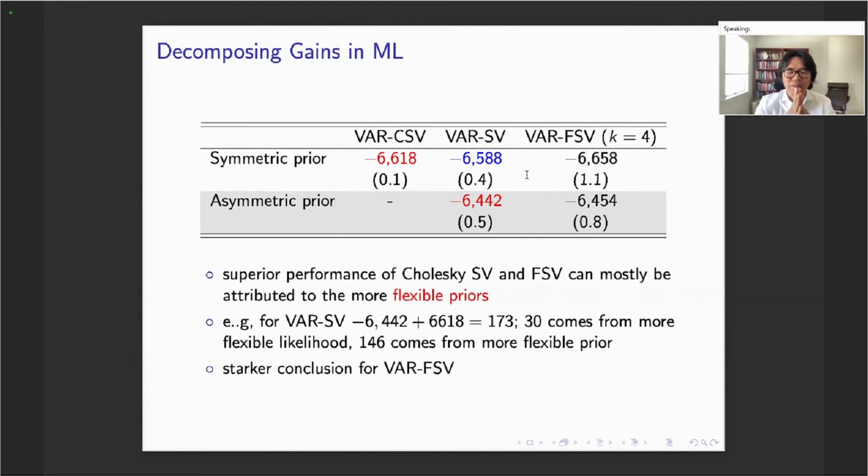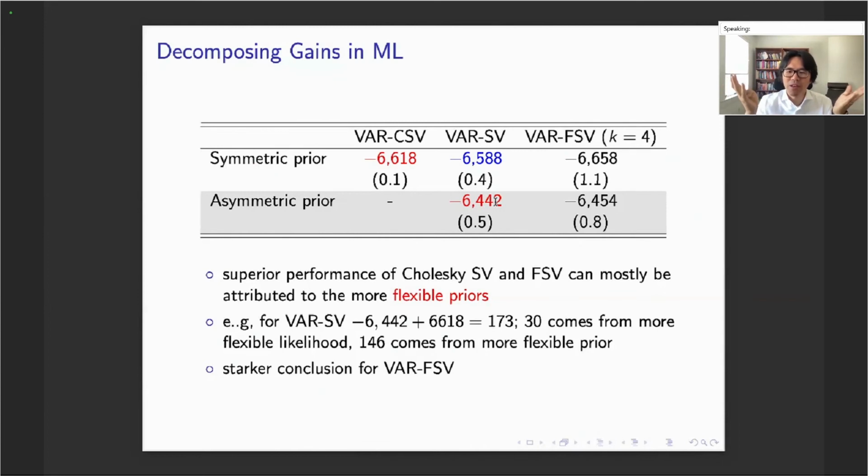So this is, I think, maybe one of the most interesting slides. So far, I show you that the common stochastic volatility model is not as good as Cholesky SV, right? I repeat myself here just by showing these numbers. If you estimate the common stochastic volatility model, you get negative 2,600 something log marginal likelihood. The Cholesky SV is this value. So the difference is about 173.